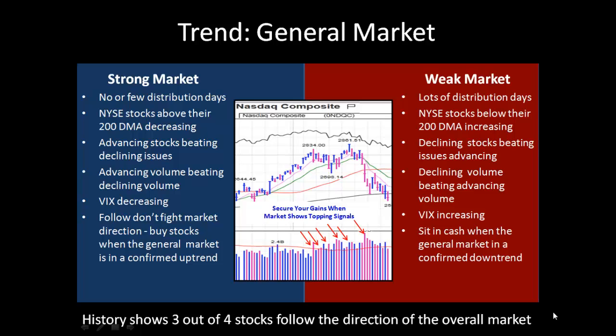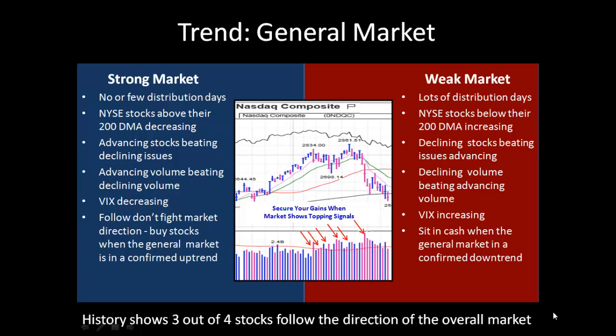We want advancing stocks to beat declining issues. We want advancing volume to be stronger than declining volume. We like to see volatility decreasing. We don't want to fight the market. We want to buy when the market is in a confirmed uptrend because that increases the probability of success. 3 out of 4 stocks will follow the direction of the general market.